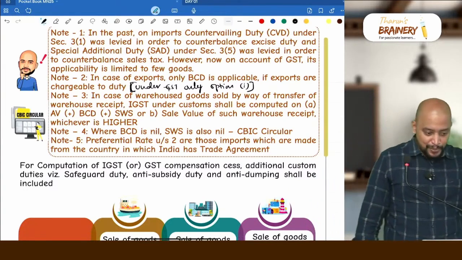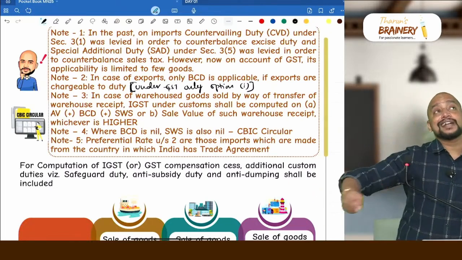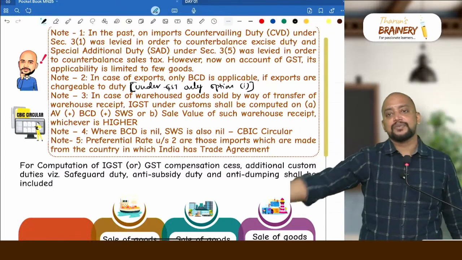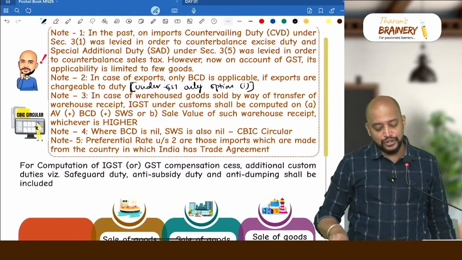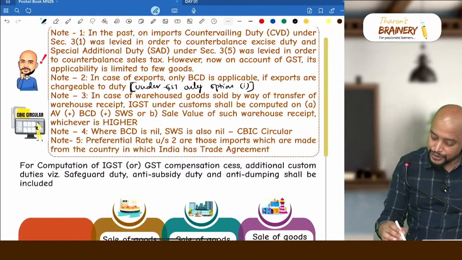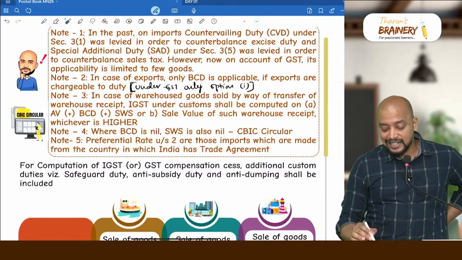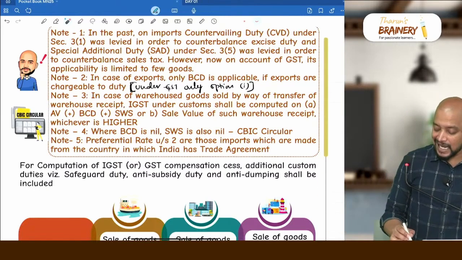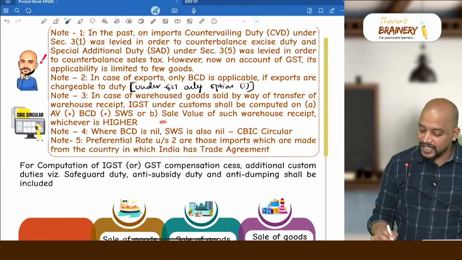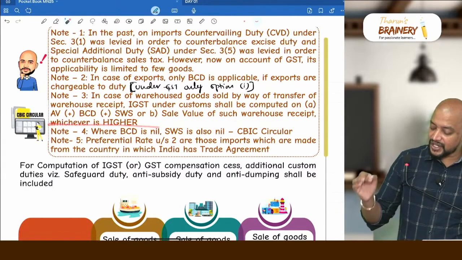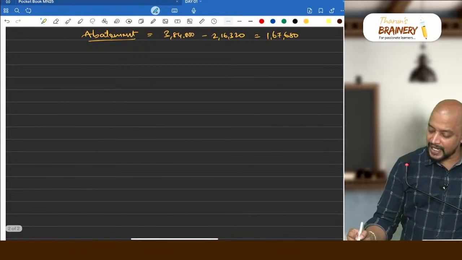You need to compare the regular value for payment of IGST with the transaction value at which you have purchased from me, that is $12,000, whichever is higher. And on that, customs duty is payable; you can see this. In case of warehoused goods sold by way of transfer of warehouse receipt, IGST and customs shall be computed on the assessable value, basic customs duty, social welfare surcharge, etc., or the sale value of such warehouse receipt, whichever is higher. Let's try to understand this with the help of an example.